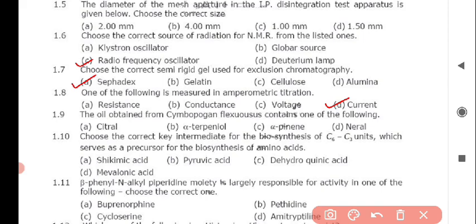Next question is, the oil obtained from Cymbopogon flexuosus contains one of the following. So the correct answer is option A, that is citral. Next question, choose the correct key intermediate for the biosynthesis of C6C3 units which serves as a precursor for the biosynthesis of amino acid. The correct answer for this question is option A, that is shikimic acid.